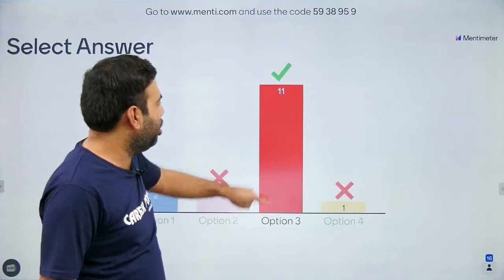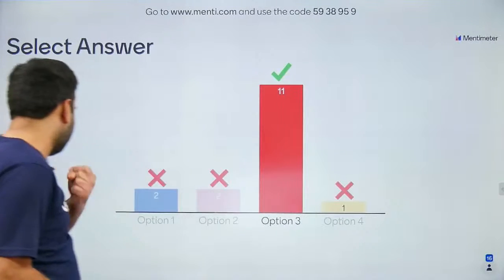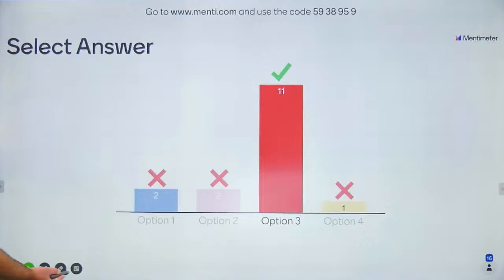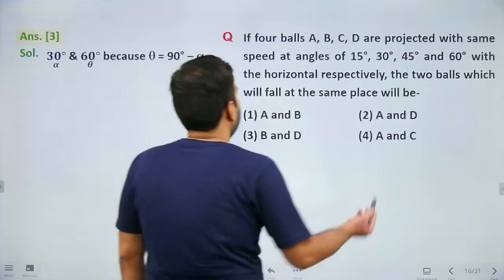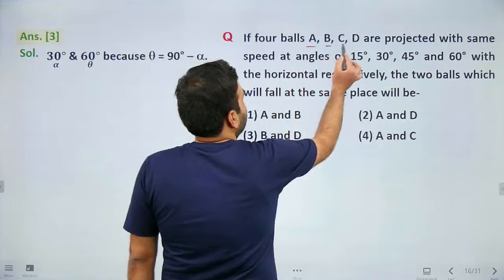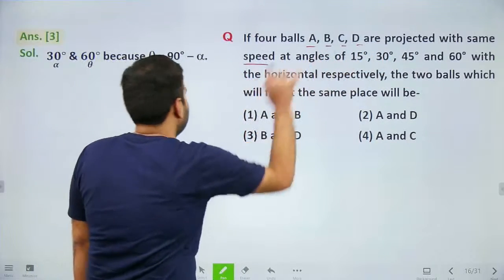The correct answer is option 3, but as I can see, 5 students have given the wrong answer. Beta, why? This was an easy question. Let us discuss. Actually, there is no need to discuss this question. The question is very easy. Four balls A, B, C and D are projected with the same speed. Speed is the same, but the angles are different.